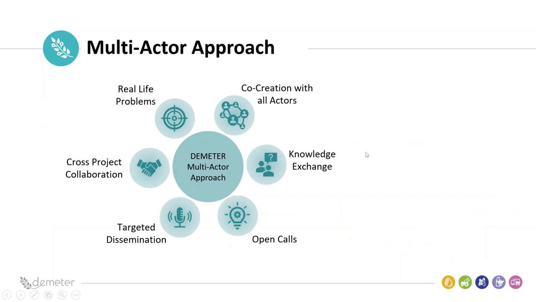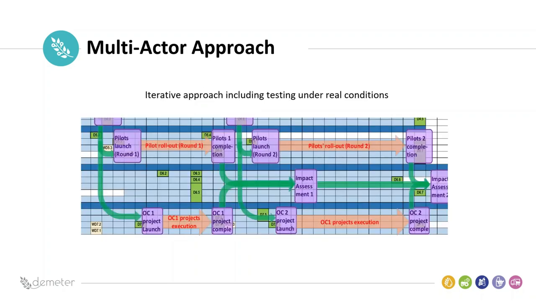Of course, we have some other aspects as well. The next aspect is the co-creation process with all actors. Co-creation takes place on different levels, but on the project level, we have defined an iterative approach, including testing under real conditions. You see here just a small part of our Gantt.